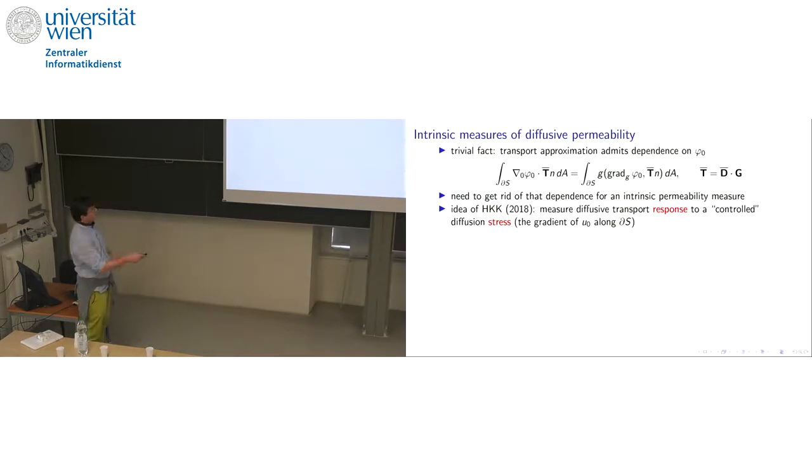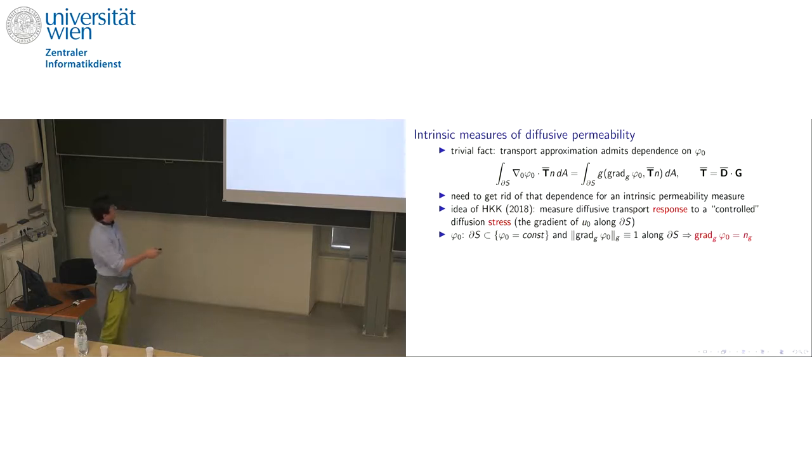So the idea was, in simple terms, let's take a surface of interest, let's stress it by hitting it with the scalar density that has a gradient along that surface, and measure its response to that stress, so what's the diffusive transport out of that material surface.